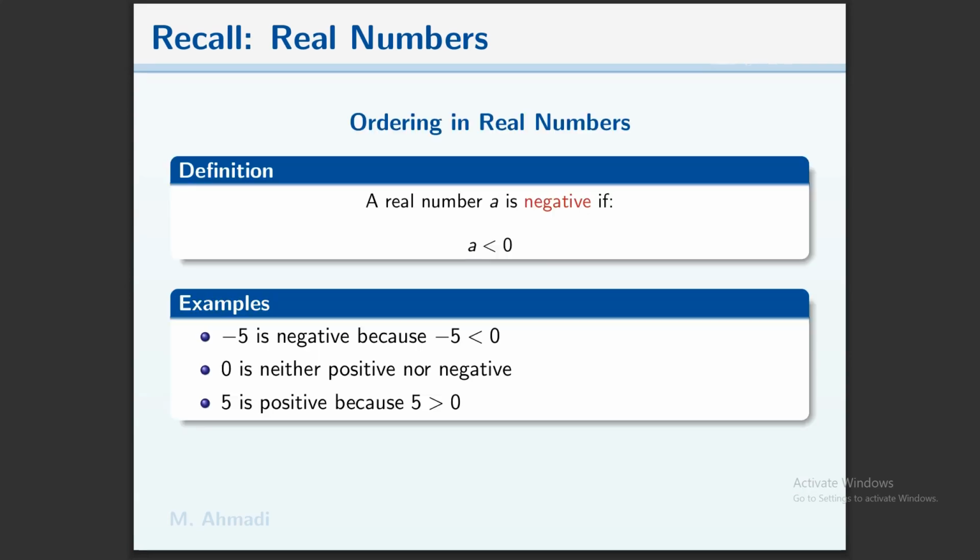For real numbers, we have ordering. A real number a is negative if a is less than 0. For example, minus 5 is negative because minus 5 is less than 0. 0 is neither positive nor negative. 5 is positive because 5 is more than 0. Real numbers have a total order.